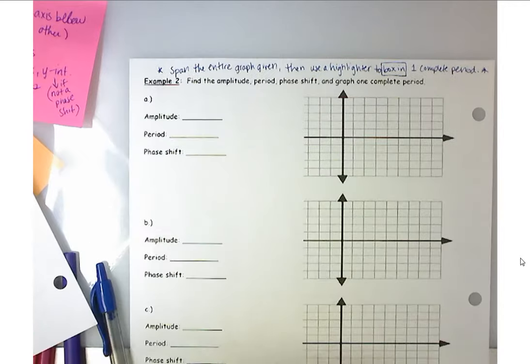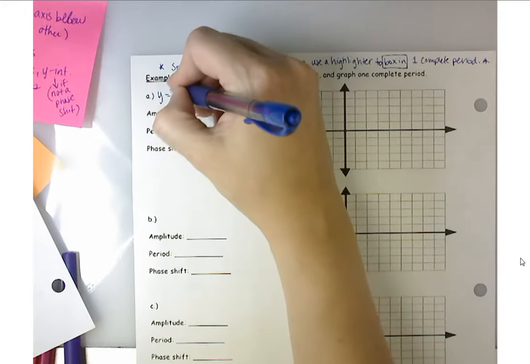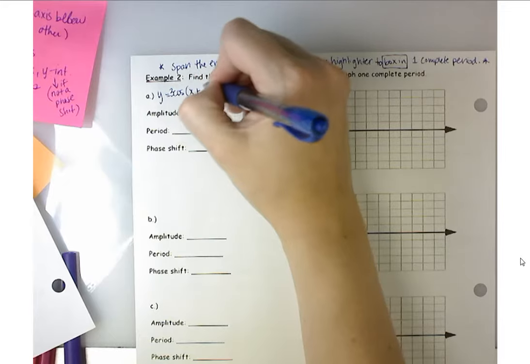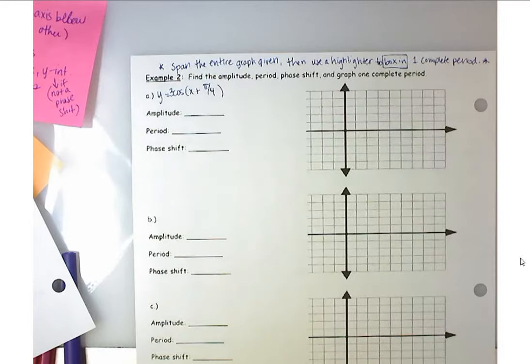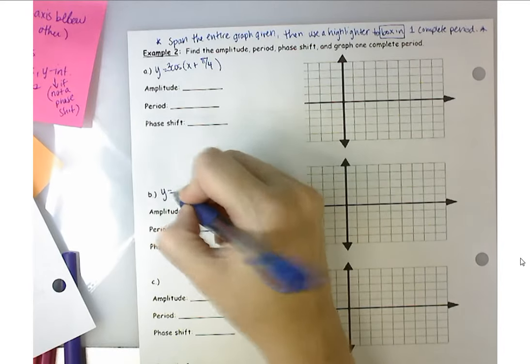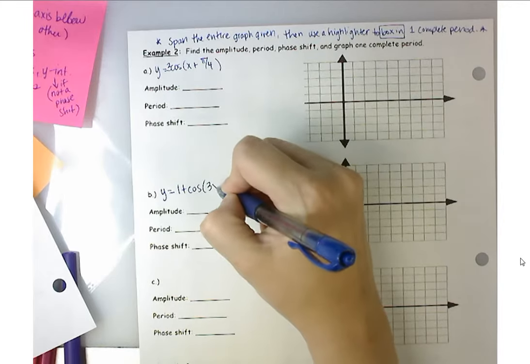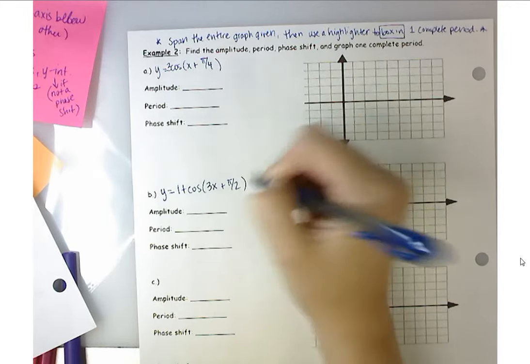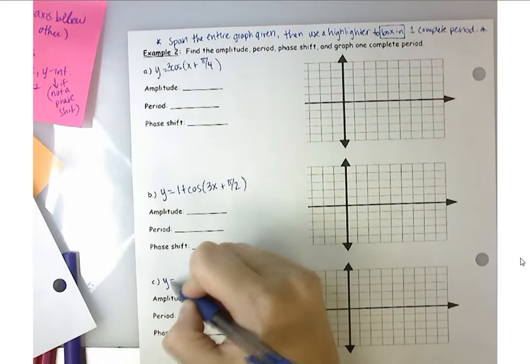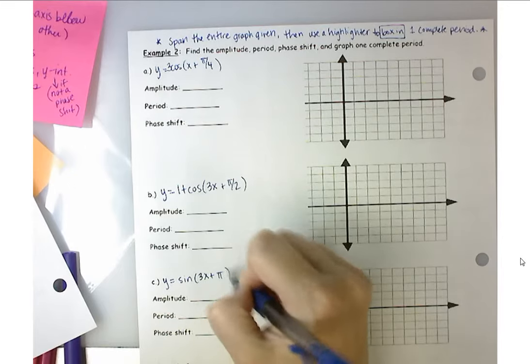Okay, so for part A, we have y equals 3 times the cosine of x plus pi over 4. And then if you guys want to work ahead, I'll give you the b and the c. So y equals 1 plus the cosine of 3x plus pi over 2. And then c is y equals the sine of 3x plus pi.